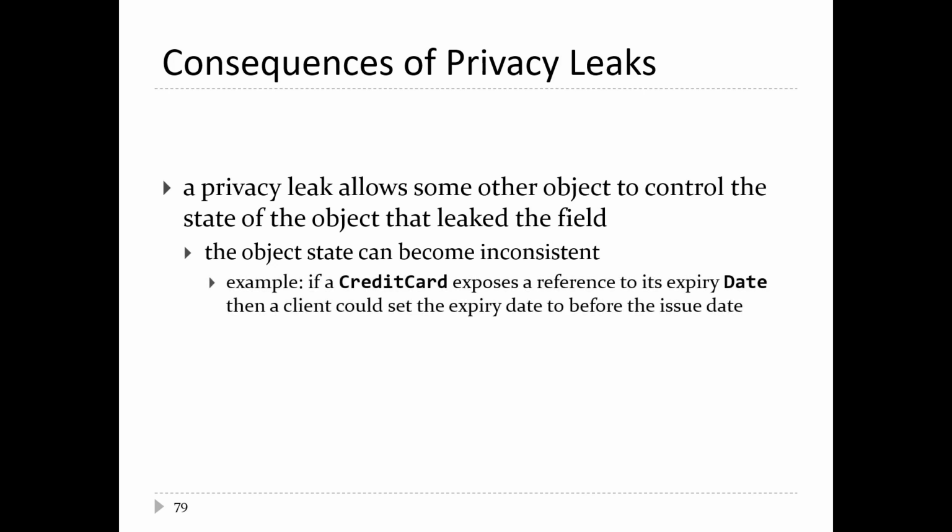Right. So for example, suppose you implemented a credit card class, and it exposed a reference to its internal expiry date. Then whoever got a reference to that date can now change the value of that date. So for example, they could set the expiry date to become before the issue date of the credit card. Right? And so now you have a credit card whose expiry date comes before the date at which it was issued, which makes no sense.